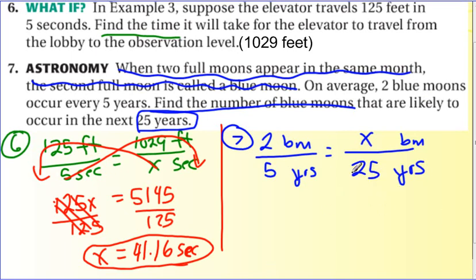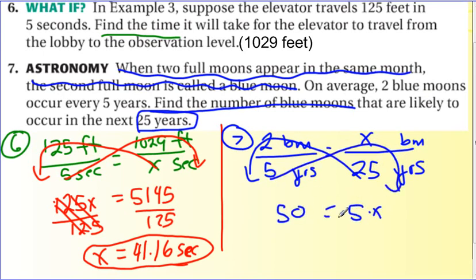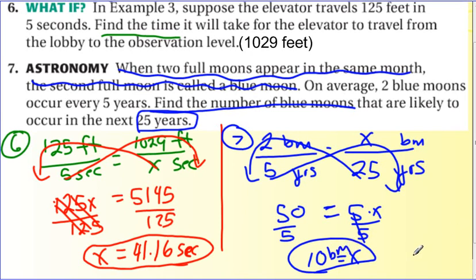So 25 times 2 is 50. 5 times x is 5x. Divide by 5 here, divide by 5 here. X equals 50 divided by 5 is 10, and my label is 10 blue moons. So in 25 years, there would be 10 blue moons.